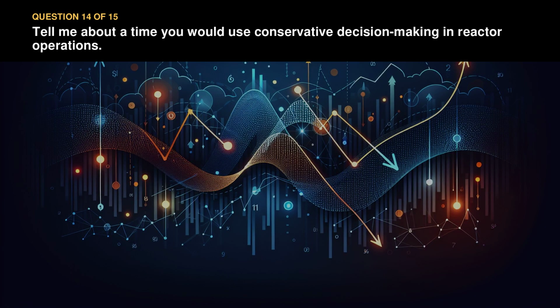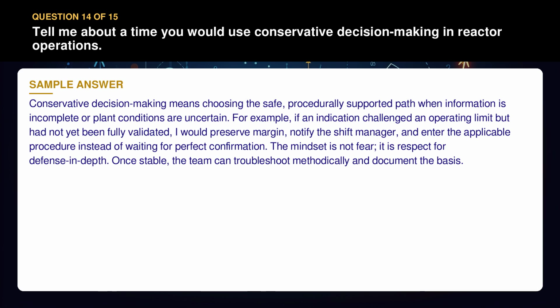Question 14. Tell me about a time you would use conservative decision-making in reactor operations. Conservative decision-making means choosing the safe, procedurally supported path when information is incomplete or plant conditions are uncertain. For example, if an indication challenged an operating limit but had not yet been fully validated, I would preserve margin, notify the shift manager, and enter the applicable procedure instead of waiting for perfect confirmation.